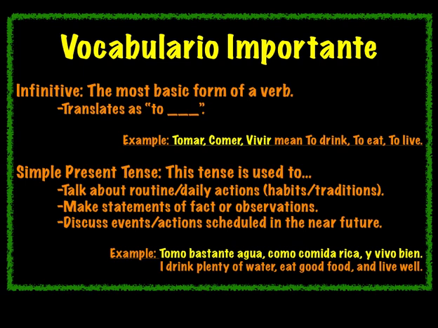An example, tomo bastante agua, como comida rica y vivo bien. I drink plenty of water, eat good food, and live well. This is an example of the simple present tense being used to talk about routine or daily actions and to also make a statement of fact or an observation. Pretty simple, right? Let's move on.